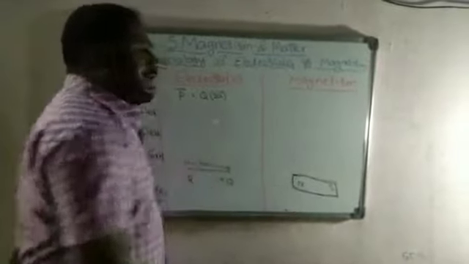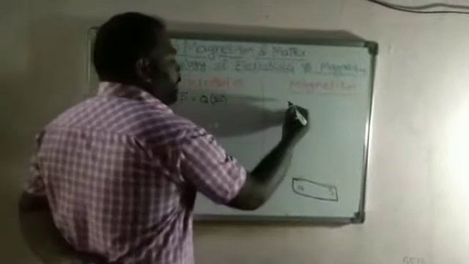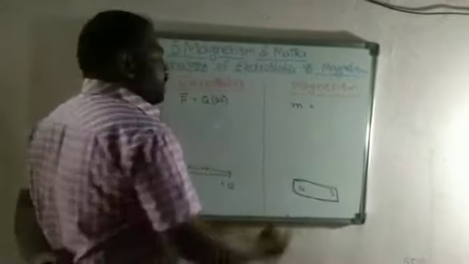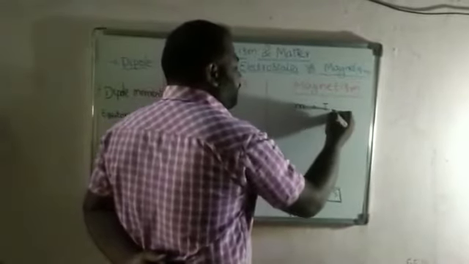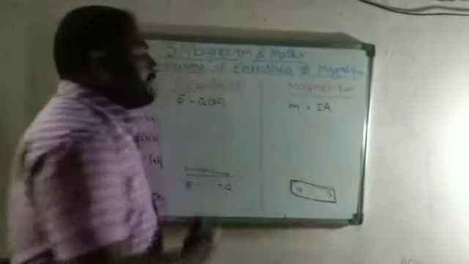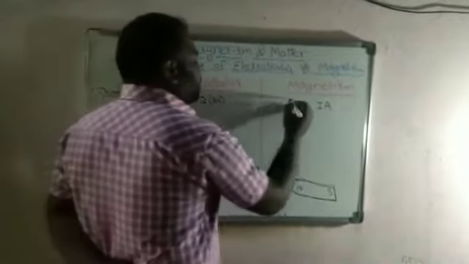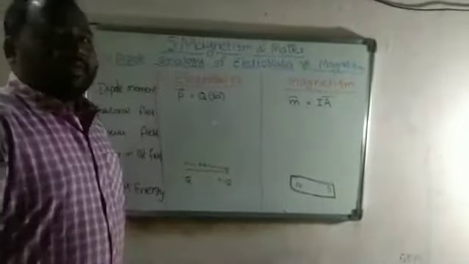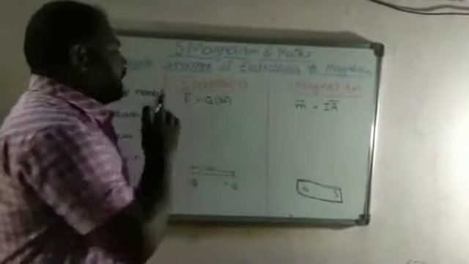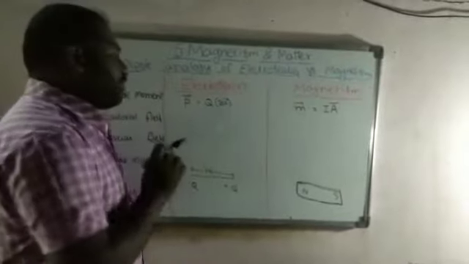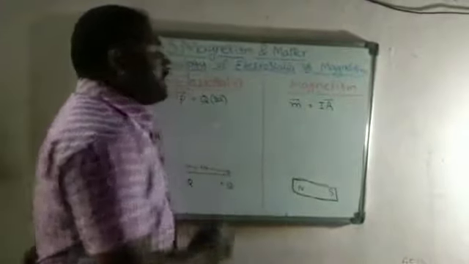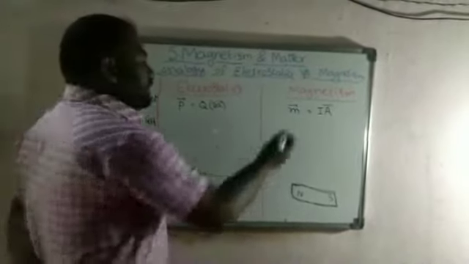Next, coming to the magnetic dipole moment. It is represented with the term M. M is equal to current I into area. It is written as M bar equal to I into A bar, so this is also a vector quantity. The electric dipole moment is P bar equal to Q into 2A bar, whereas the magnetic dipole moment is M bar equal to I into A bar.